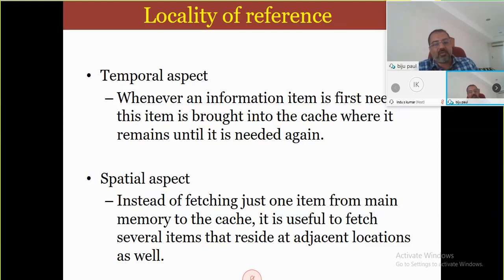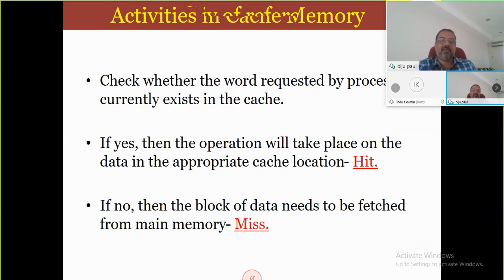Spatial means when the processor needs some instruction or data which is fetched from the primary memory and loaded in the cache memory for immediate access by the processor, along with that particular information or instruction, a few more adjacent locations from the primary memory are loaded to the cache memory. Hope it's clear. Now, cache memory is also a memory where data are stored which is required for the processor.